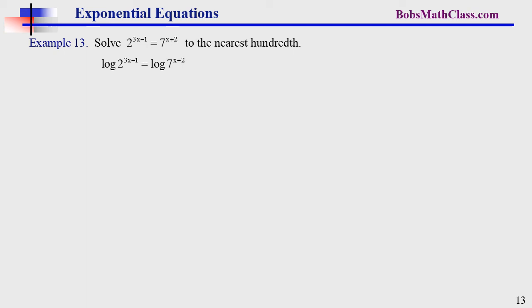Now we could use the power rule. Power rule lets us bring the exponent in front of the log. So the 3x minus 1 goes in front of the log on the left, and the x plus 2 goes in front of the log on the right. Make sure to put both of them inside parentheses. Now we're going to distribute. So on the left, that gives us 3x log 2 minus 1 log 2. If you don't want to write the 1, you don't have to. So you can just write 3x log 2 minus log 2. And on the right is x log 7 plus 2 log 7.